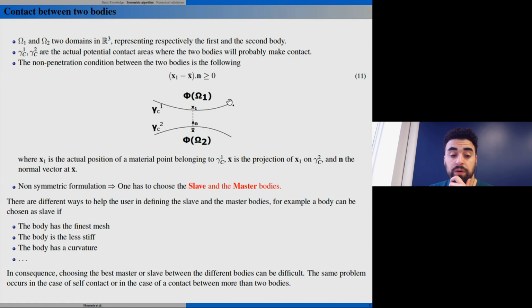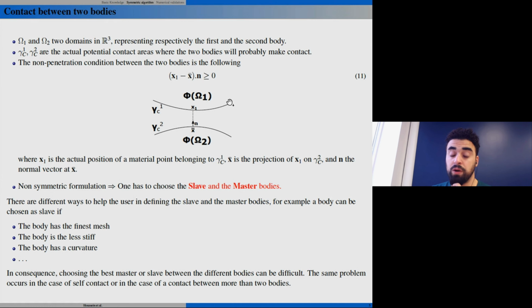And therefore this formulation is non-symmetric. But for example, the user can choose the first body as slave, for example if this first body has the finest mesh or is less stiff than the second. But what if the first one has the finest mesh and is stiffer than the second body? Therefore, we can see the difficulty in choosing between the slave and the master bodies.